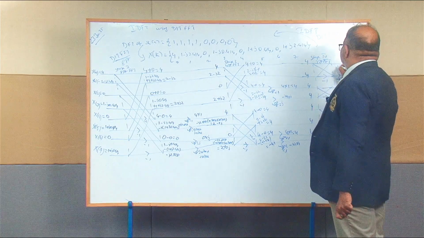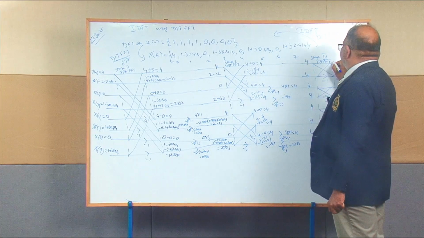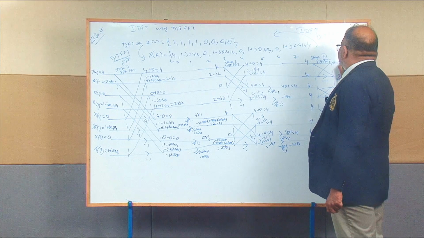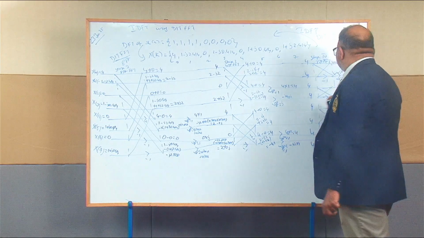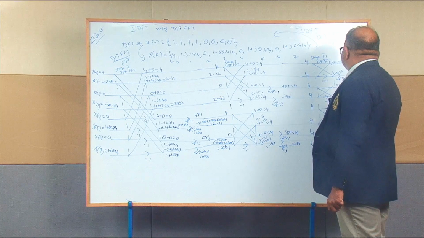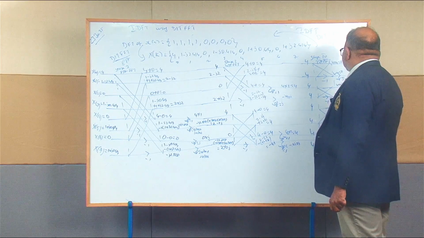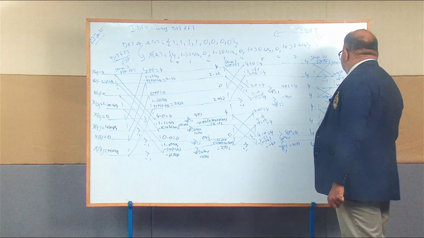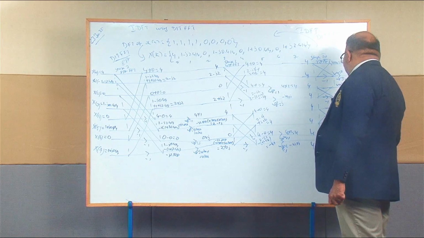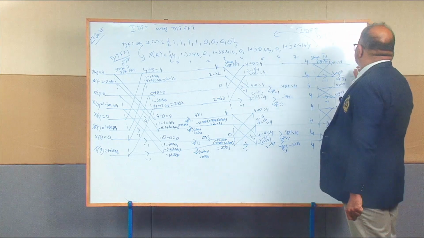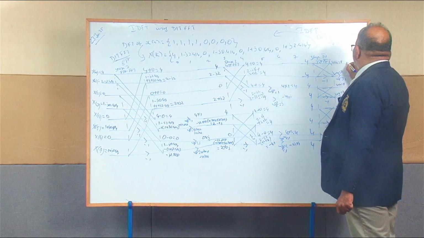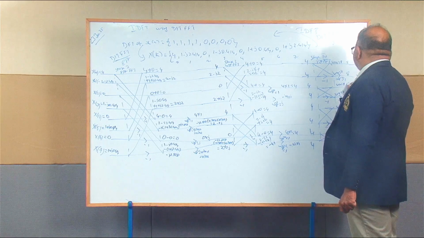Okay. So 4 plus 4 is 8. 4 minus 4 equal to 0. 4 plus 4 is 8. 4 minus 4 is 0. 4 plus 4 is 8. 4 minus 4 is 0. 4 plus 4 is 8. 4 minus 4 equal to 0. Twiddle factor is 1 only. So after the twiddle factor also, 8, 8, 8, 8.